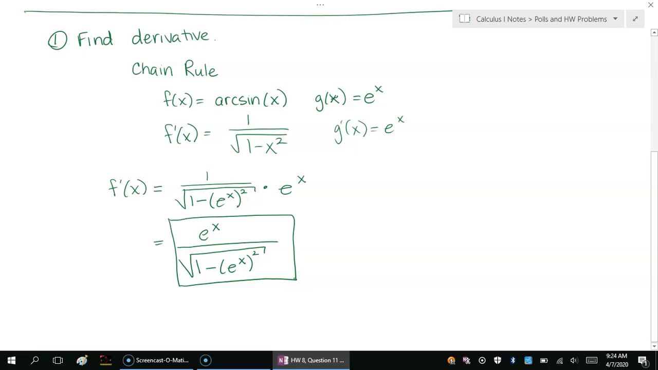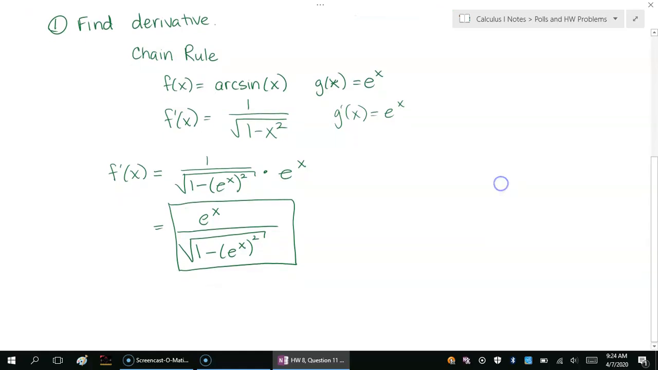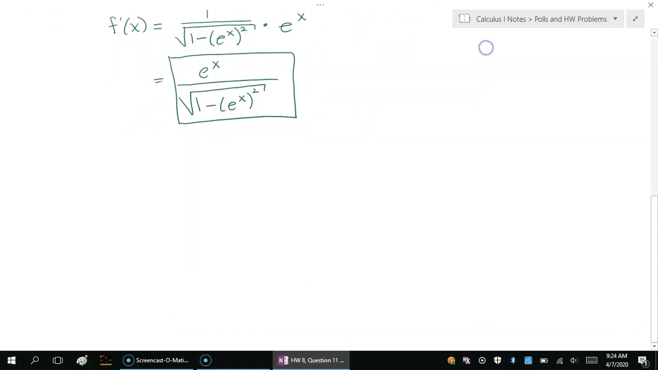Okay, the part of the question that I want to focus on, though, is parts 2 and 3, finding the domain of the function and its derivative. So let's start with the original function. So part 2, we want to find the domain of, and let me rewrite the original function, it was the arcsine of e to the x.